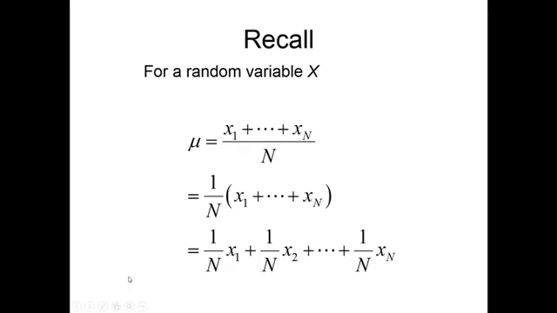Recall our definition of a mean, and I'm going to come at it from an algebraic way. Recall, the mean of a population is the sum of all the values of that random variable divided by n. Now I can rewrite that algebraically as 1 over n times the sum, and then I can distribute that out. At this point I'm just playing with the algebra.